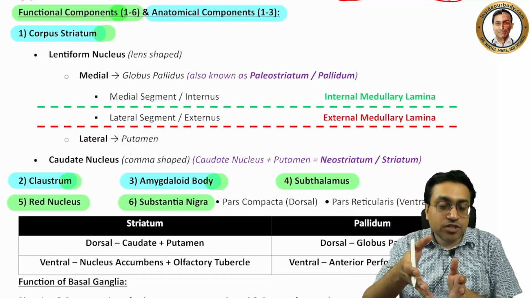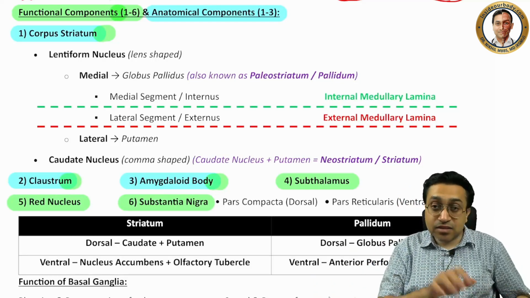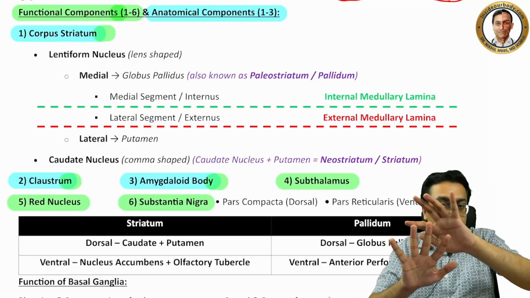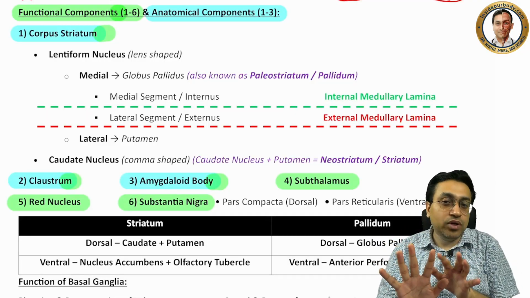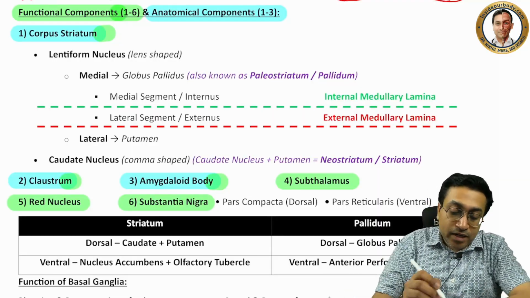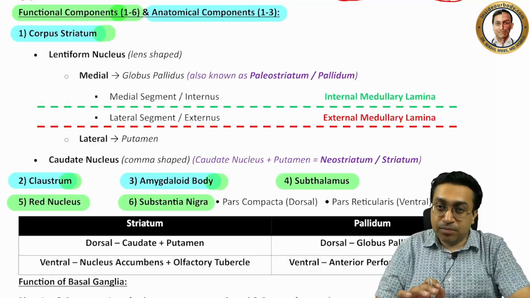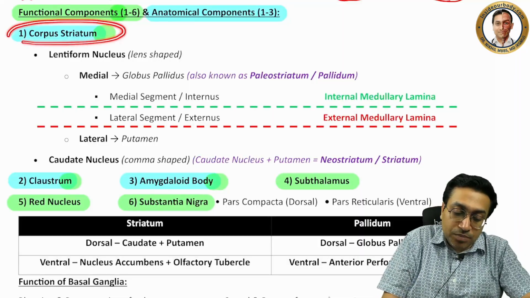There are serrations produced due to the internal capsule fibers, and these serrations or striations which are produced of the gray matter, what are these known as? These are known as cellular bridges. I will show you a photo of this in a while. Now see the components of the basal ganglia. This is very important area. So first and foremost is corpus striatum.